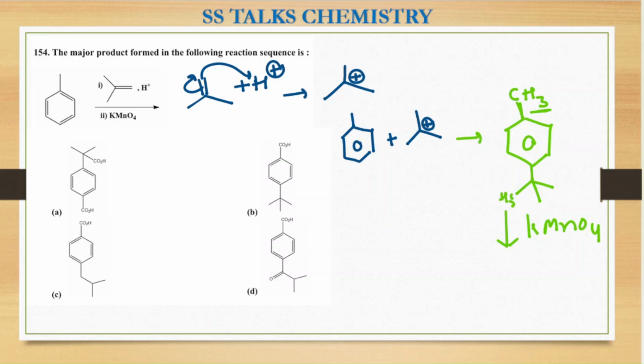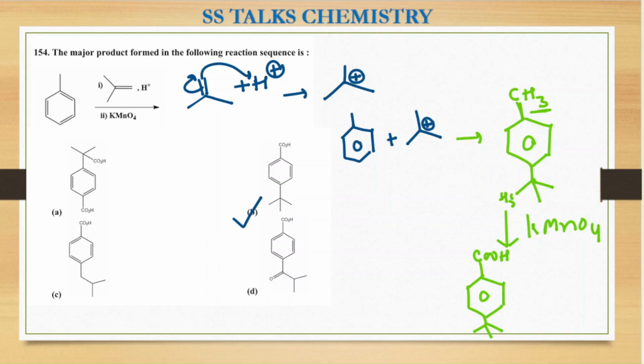The carbon that is attached to the benzene ring has no hydrogen atom, so there won't be any effect on this tertiary butyl group. So the final species that we will be getting will be COOH, with this tertiary butyl group. So this is going to be the final product. Now I can see it is in option B, right? So the correct answer will be option B for this one.